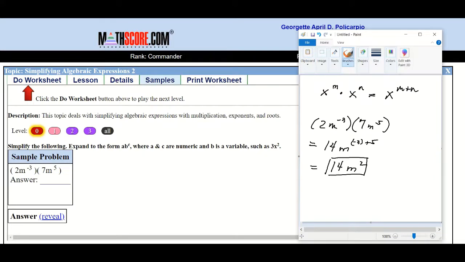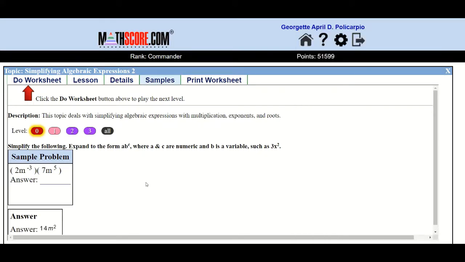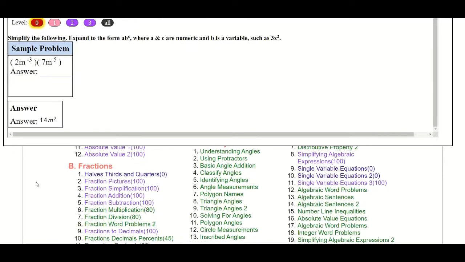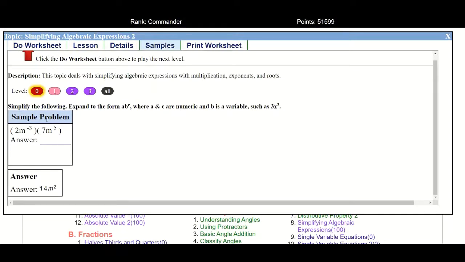No, so, reveal natin yung answer. Tingnan nga natin kung tama. Ayan. So, 14m to the second power. Next.